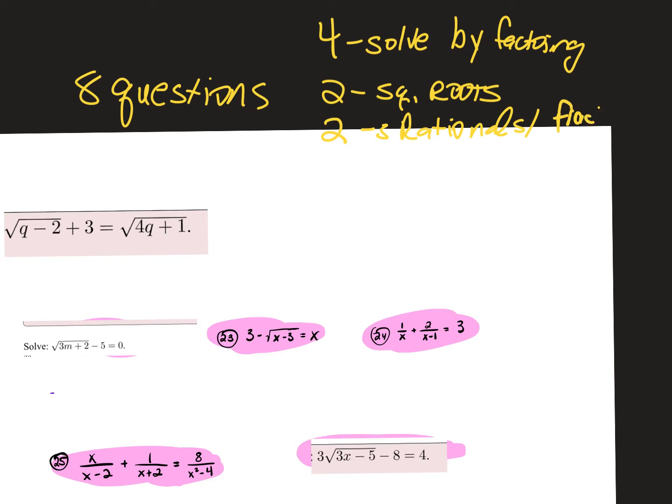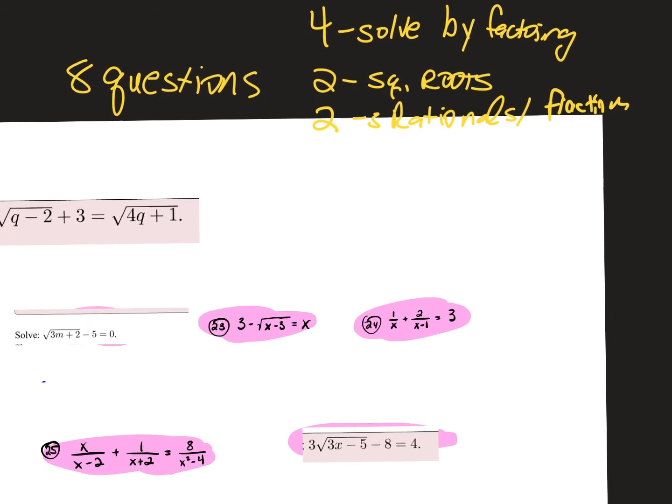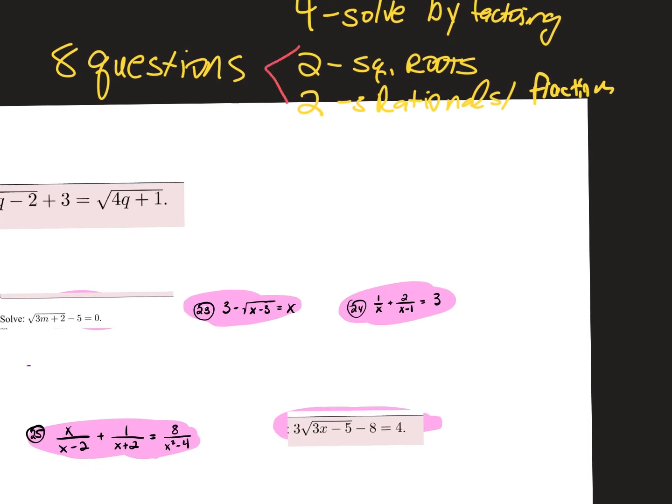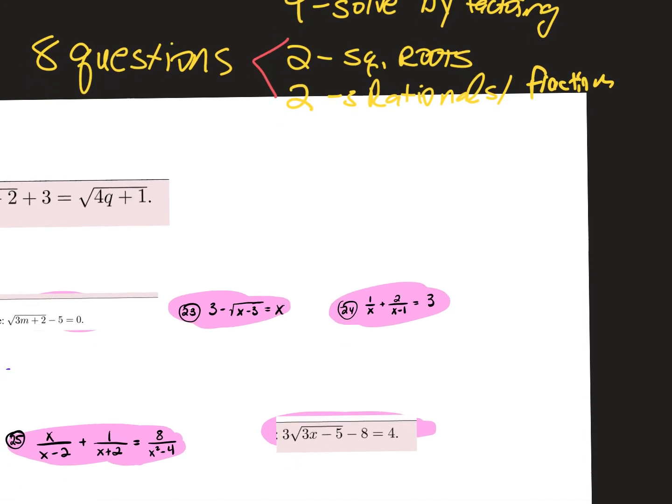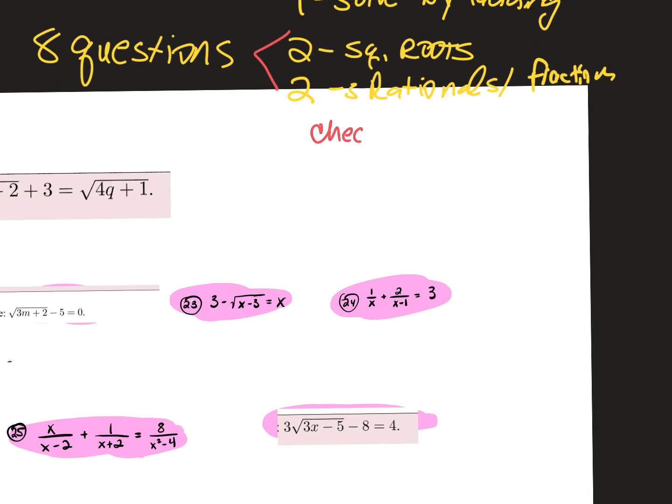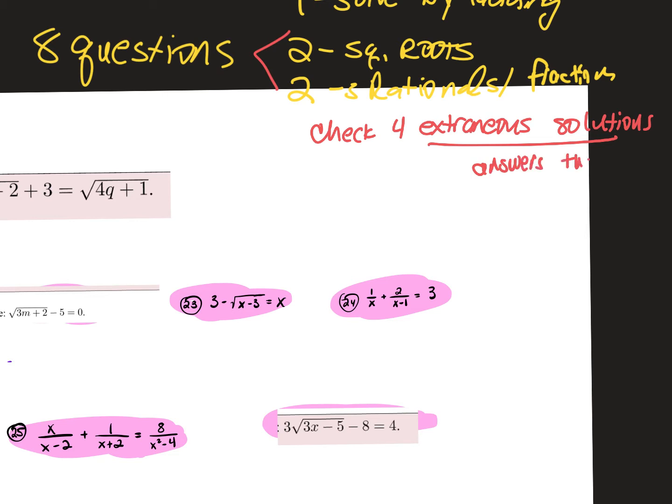All right. What we have to remember is when you're solving the square root ones and the rational ones, you have to check for extraneous solutions. What does that mean? Answers that aren't real. Answers that don't work. Rationals or fractions. Extraneous solutions are answers, we'll say, that don't work. When you plug it back in, it does not make the equation true.